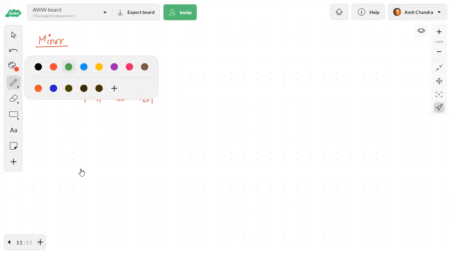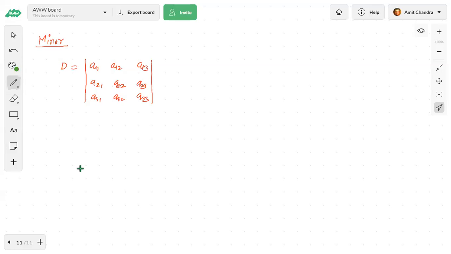If I have to find the minor, how many elements are there in this? 3 into 3, that means 9. So total elements are 9.